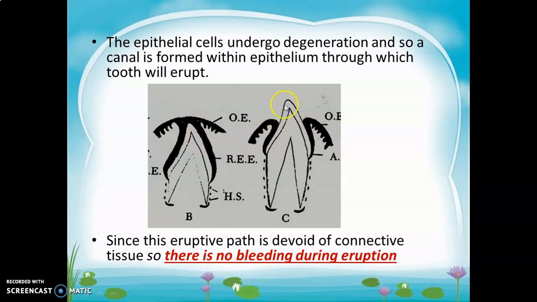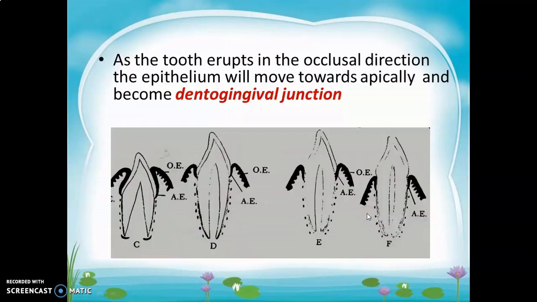As I said earlier, the path of eruption is devoid of any connective tissue, so there is no bleeding during eruption. I am sure you all have seen kids with an erupting tooth, but without any bleeding, even though this hard structure is piercing the oral mucosa, is it not? So as the tooth erupts, or as it moves occlusally, the epithelial attachment moves apically and forms the dentogingival junction, that is the junction between the gingiva and the tooth.